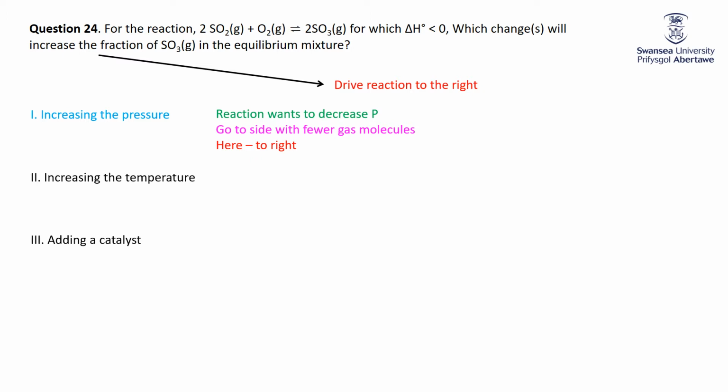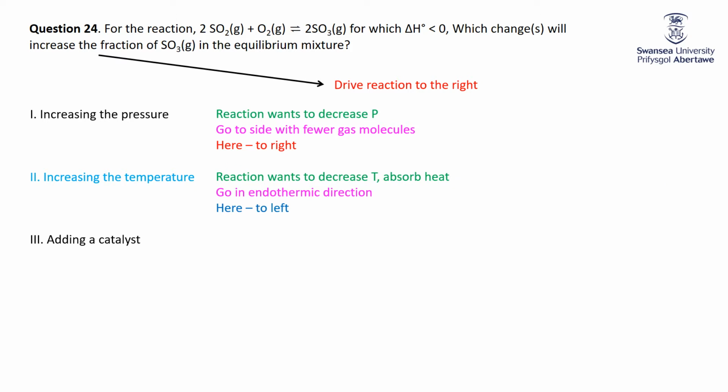Now, increasing the temperature, well, any reaction, when you increase the temperature, would like to use up that heat. The way it uses up the extra heat is to go in the endothermic direction. Endothermic direction here is to the left because I told you delta H is less than 0, which applies to the reaction as it is written. So therefore to the right is exo, so to the left is endo, so that's yucky.